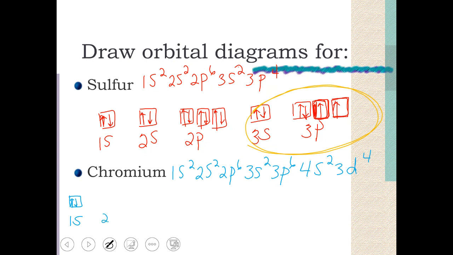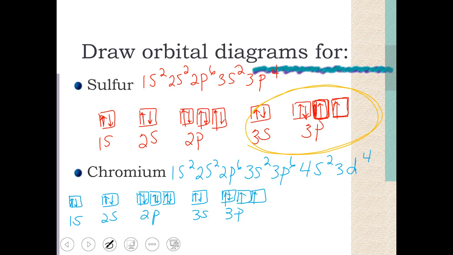So there's the 1s, 2s, 2p. Since it's a p, I got to draw 3 boxes. 6 electrons, so they're all paired up. 3s, there's a pair, 3p. There's 3 boxes. 1, 2, 3, 4, 5, 6.